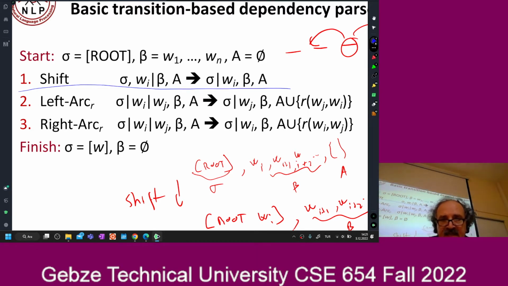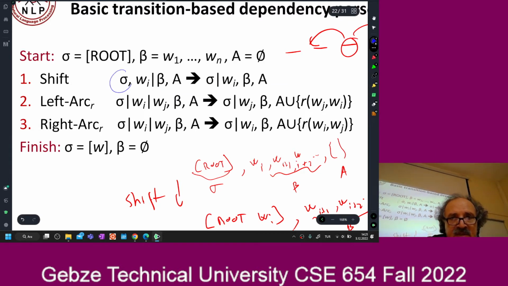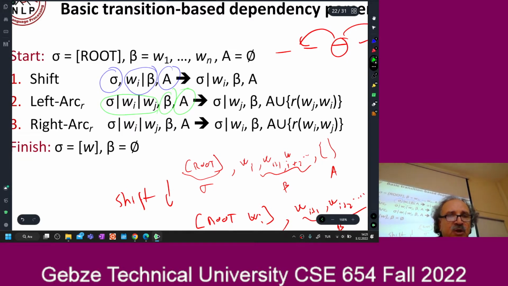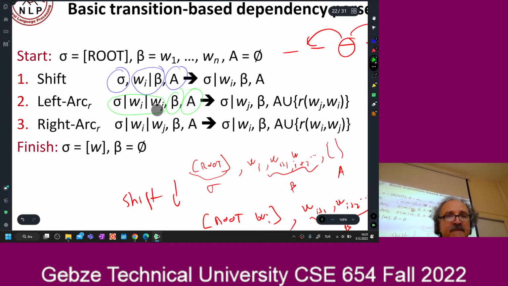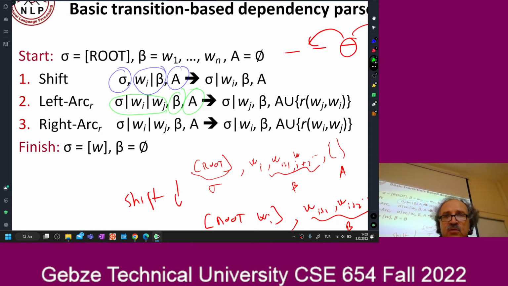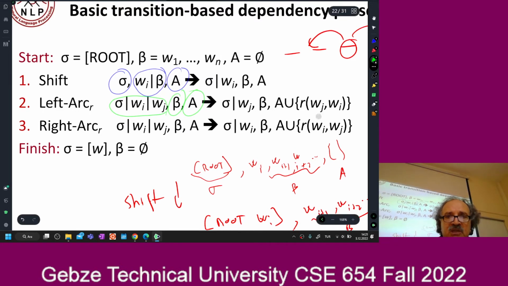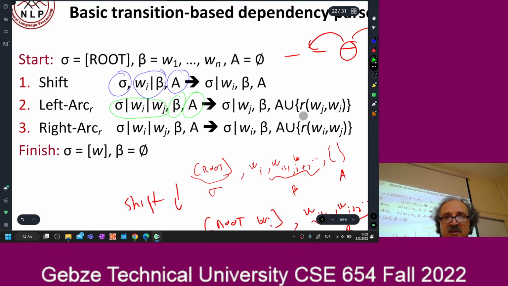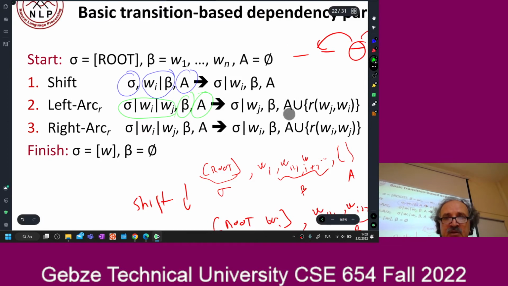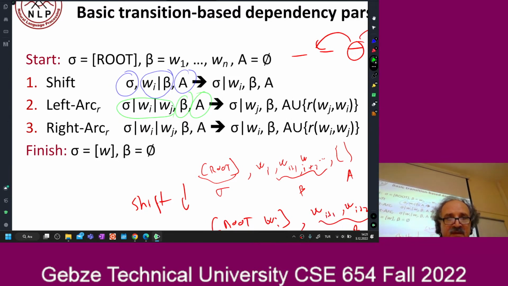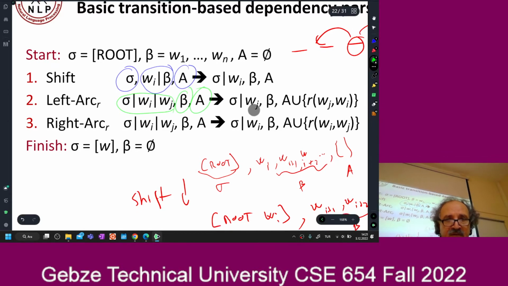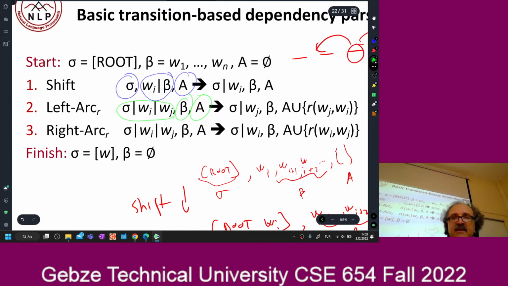Okay, let's read this one. This is your sigma, this is your beta, this is your A. How about this one? This is your sigma, this is your beta, and this is your A. If you have such a sigma buffer, at the top you have the WI and WJ. When you do your left arc, you add an arc from WJ to WI, an R arc, and add it to your A. Remove that WI from your sigma, and you'll be done.